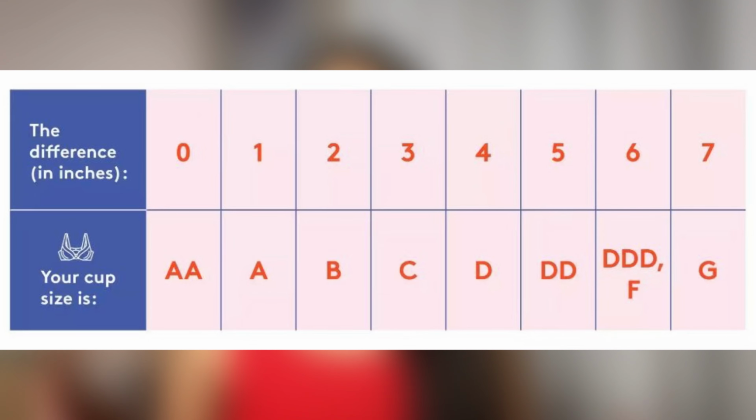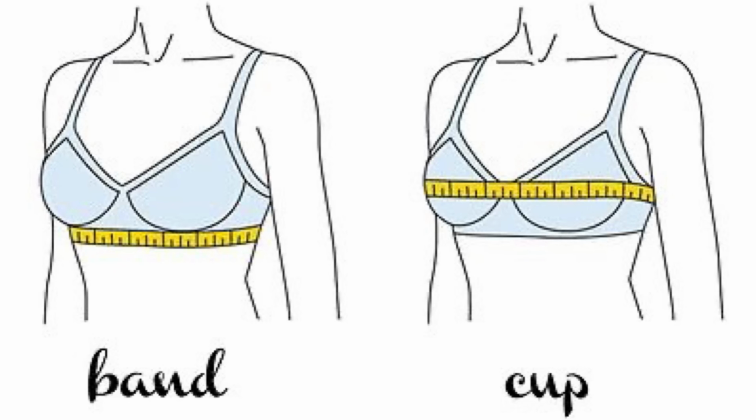The letters which we get, like A, B, C in the bra size, we get like 30B or 32A or C. What are these letters? These letters are nothing but your cup size. The numbers like 32, 34, 38 are your band size. That's the part of the bra that goes around your torso. For example, if you are 32A, it means your band size is 32 and the breasts are in an A cup.